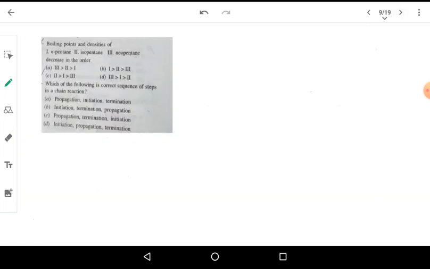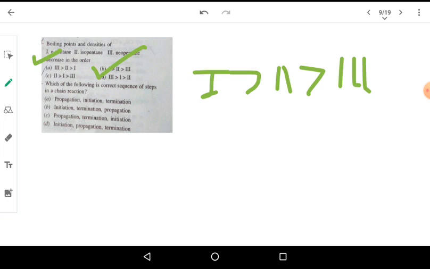Next question. The boiling points and densities of N-pentane, isopentane and neopentane decrease in the order. Highest will be for N-pentane because no branching is present, then comes isopentane and then comes neopentane. So it will be 1 greater than 2 greater than 3. So the answer is option number B.